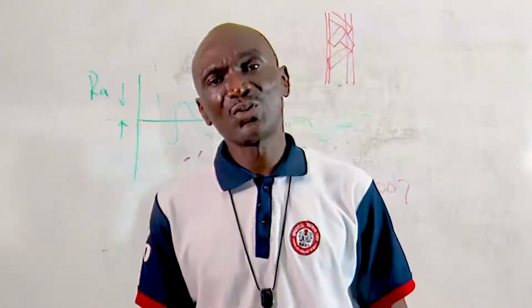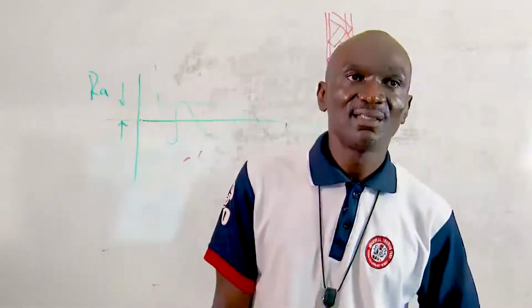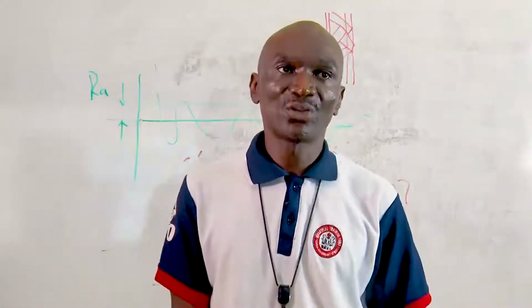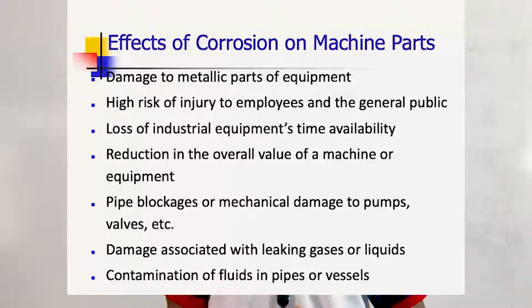Having looked at the types of corrosion, the next important thing for us is to look at the effects of corrosion on machine parts. And the effects of corrosion are very, very obvious. The first one is that there is damage to metallic parts of the equipment. We don't have issues with corrosion when we're talking about the polyvinyl chloride, plastic, wooden parts of our equipment or machine. But the metallic parts of our machines or equipment are the ones that pay the price when it comes to corrosion.